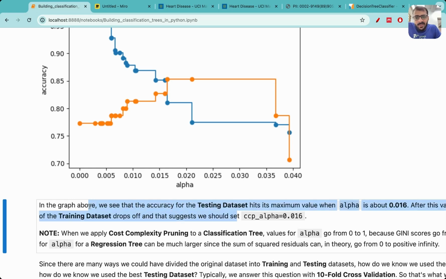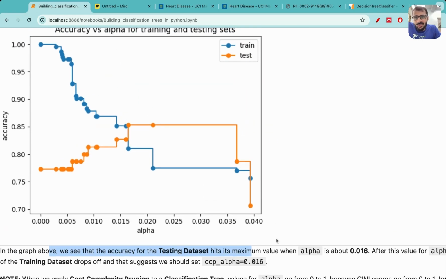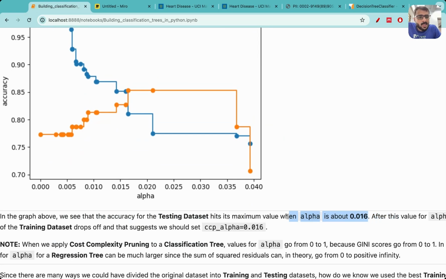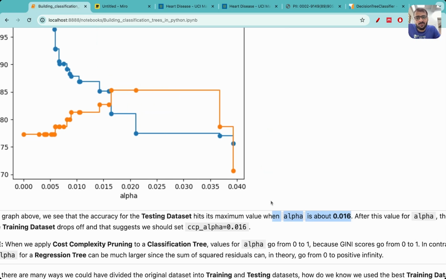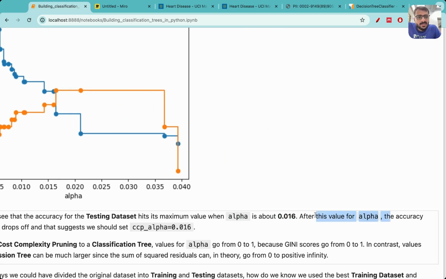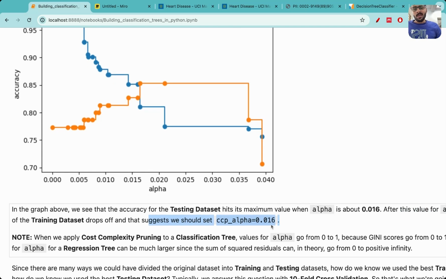So in the graph above we can see that the accuracy for the testing data set, which is the orange color, has the maximum value when alpha is 0.016, right about here. So this is the ideal alpha which we should be choosing. After this value of alpha, the accuracy of the training set drops off. So this suggests that we should definitely use the CCP alpha, or the alpha parameter, which is equal to 0.016. Please keep this in mind.